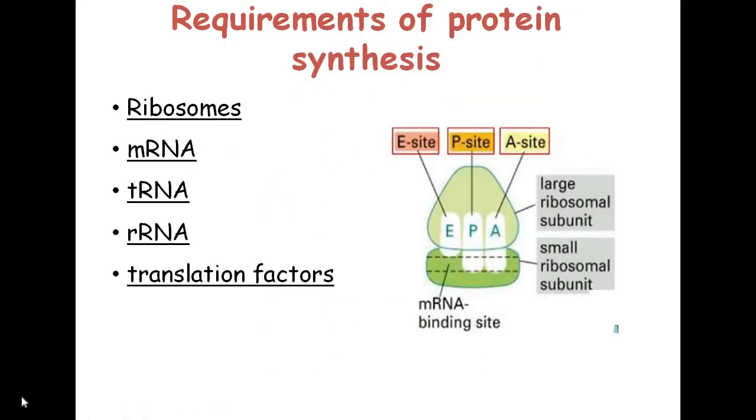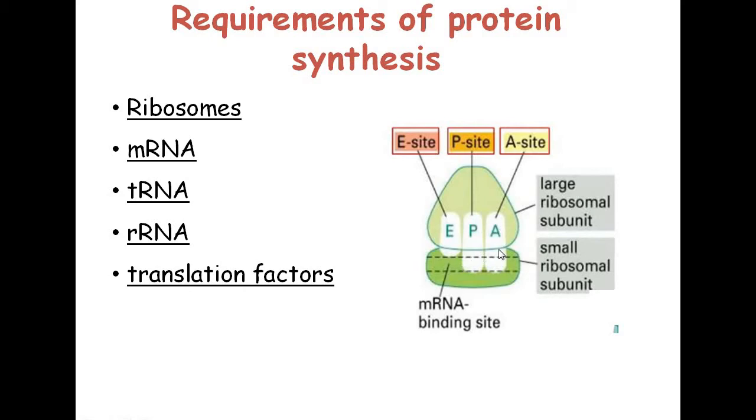So, what are the requirements of protein synthesis? The first and important requirement for the protein synthesis is ribosomes. Ribosomes are the centers for the protein synthesis. They are also called factories for the protein synthesis. Ribosomes are made up of proteins and the ribosomal RNA. Each ribosome has two subunits. The first is the big subunit and the second is the small subunit.